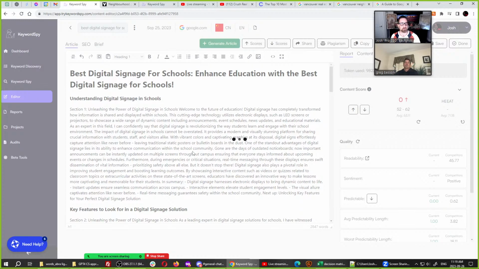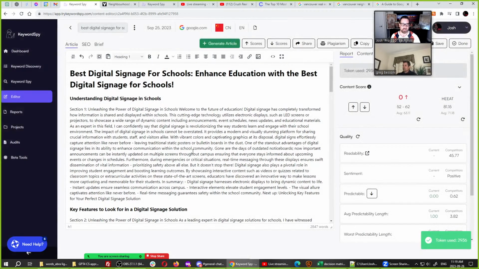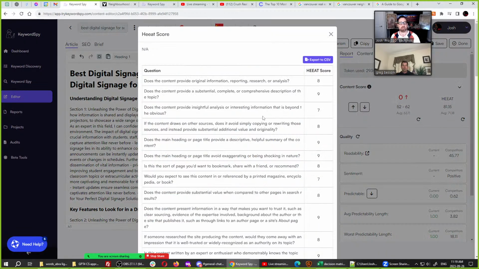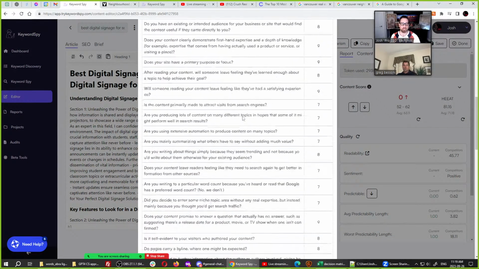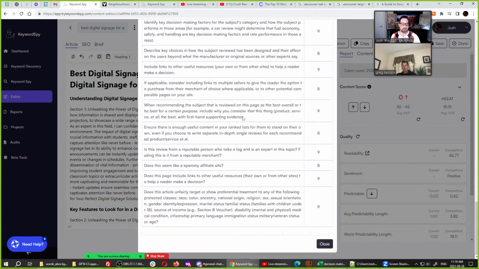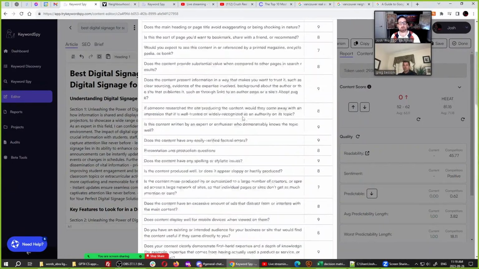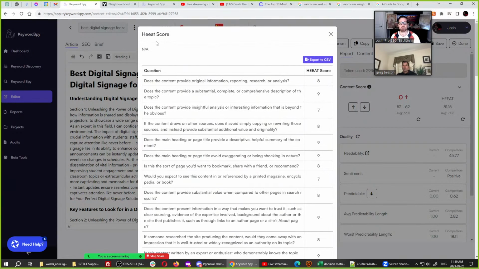and that's good enough. But this heat score here, the AI will analyze the content, and you see we've got a heat score of 81%, which is 10% higher than the competition. And we feed it, this is a very good score. Look at these 8s and 9s here. That's actually really, really good, right? And this will guarantee you that you're helpful. You have experience, expertise, authority, and trust.